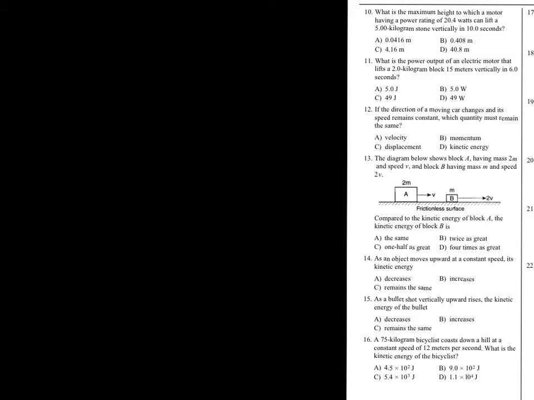Number 10 is another kind of power question, which is probably one of the more difficult ones. They gave us P is equal to 20.4 watts, mass is 5 kilograms, and time is 10 seconds. We're looking for distance, height. Alright, so power is equal to FD over T.